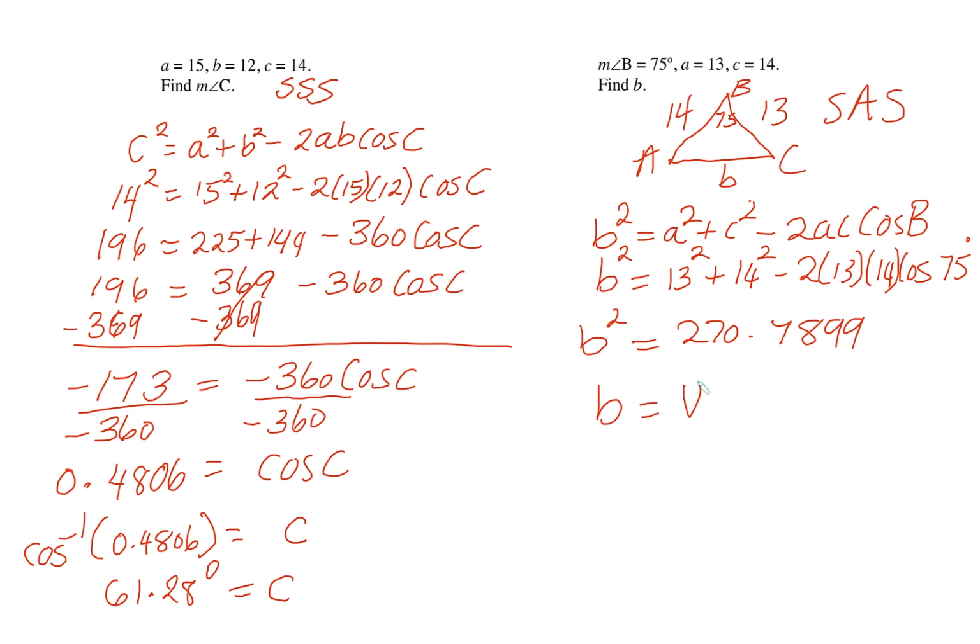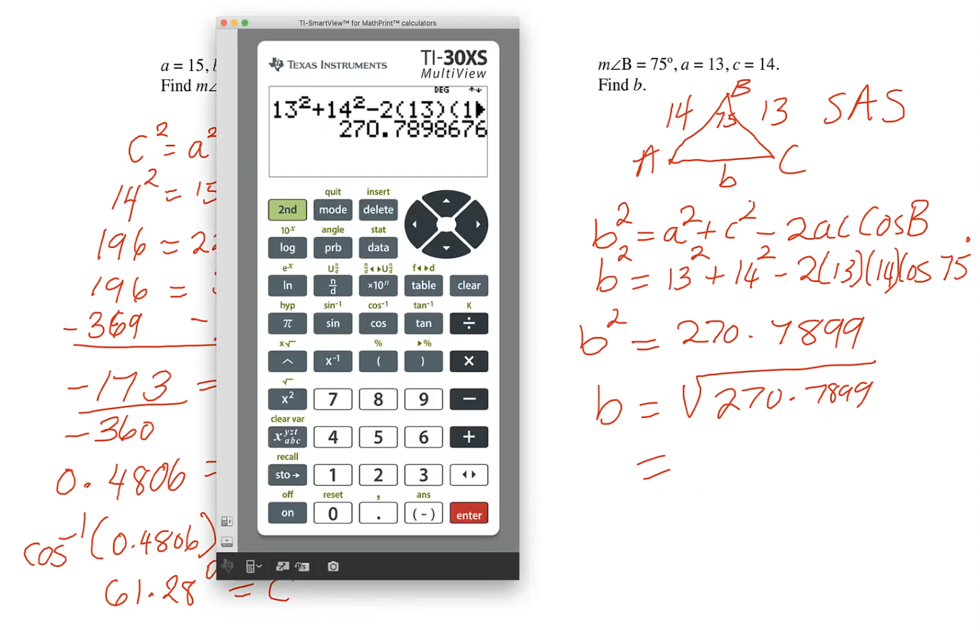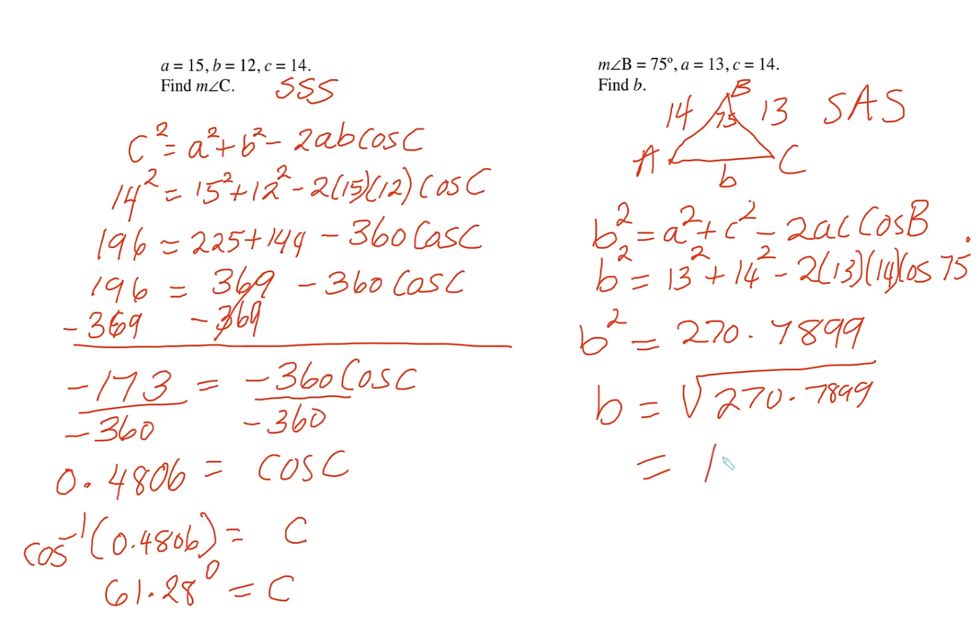But I don't want B squared, I want B. So you're going to have to take the square root of both sides. So if I get my calculator again, that's my answer. Second function x squared, second function answer, and we'll put the entire answer there and hit enter. And my value for the side B is 16.46.